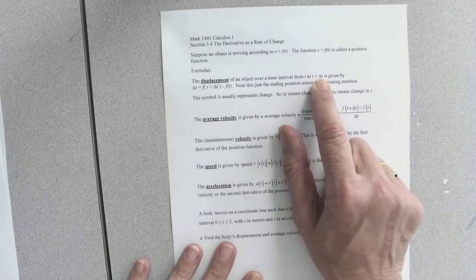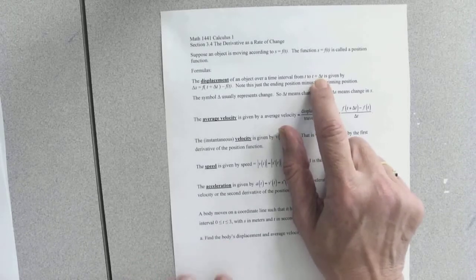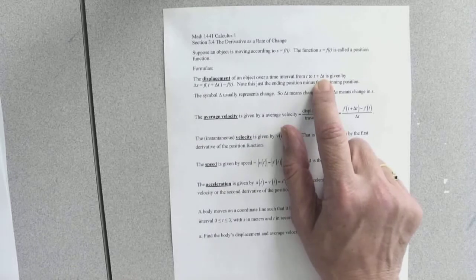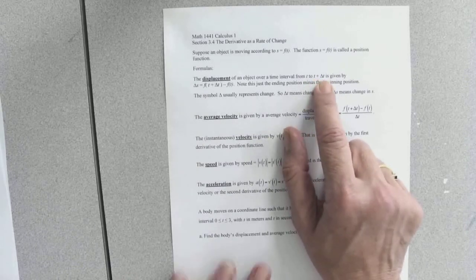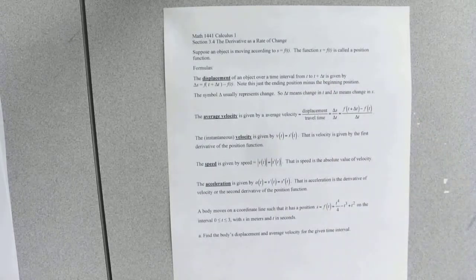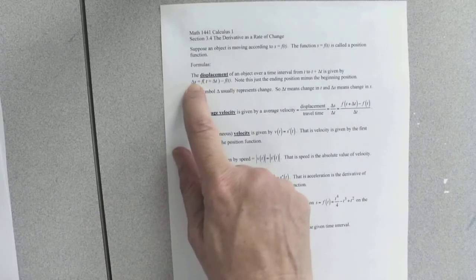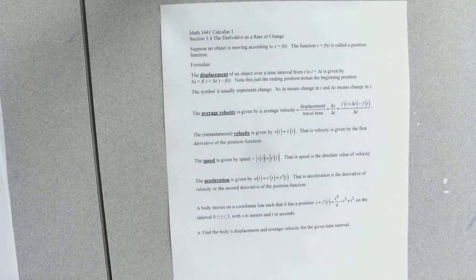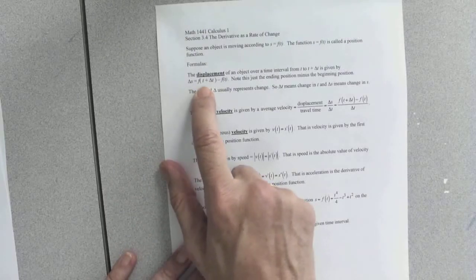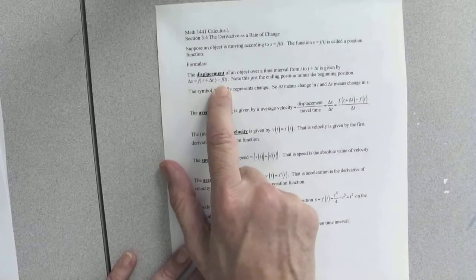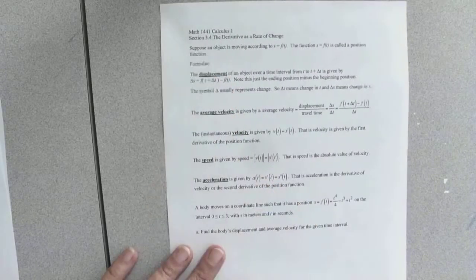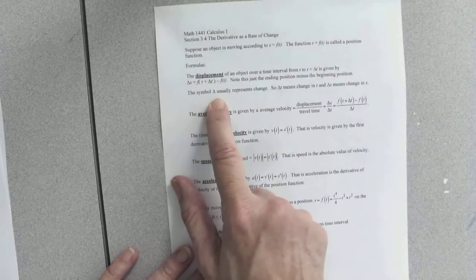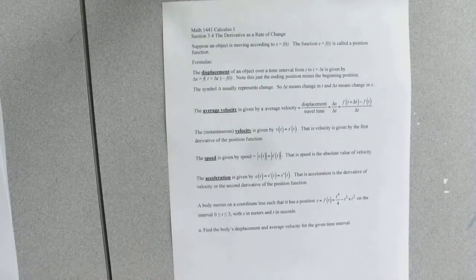Generally, in mathematics, the symbol delta means change. That triangle there, Greek letter delta. And so when we say t plus delta t, that's just saying t plus the change in t. And then over here, delta s, that's going to be the change in s, which is what displacement is. Displacement is just how far the object has moved. The change in location of the object is displacement. So delta s is f of t plus delta t minus f of t, and that is just end position minus beginning position. And I tell you here that the symbol delta usually represents change.